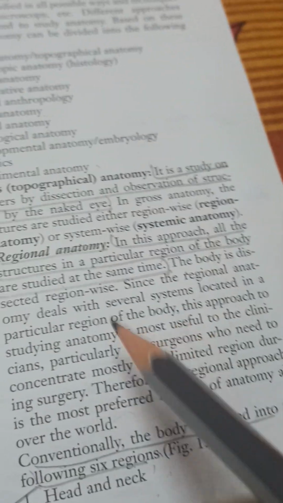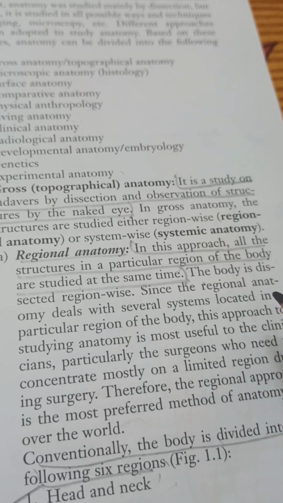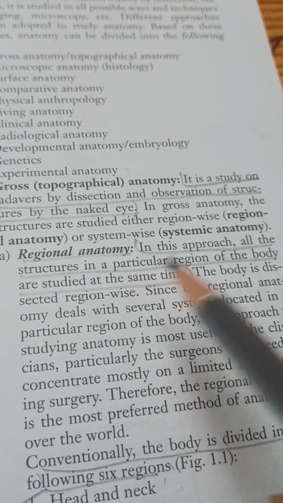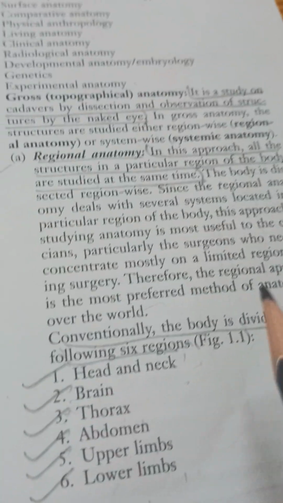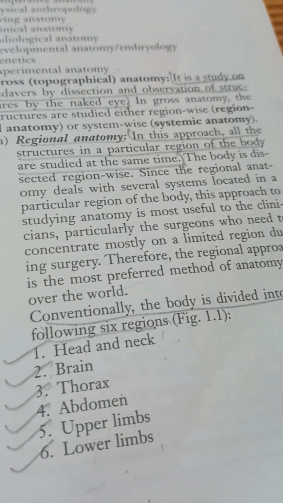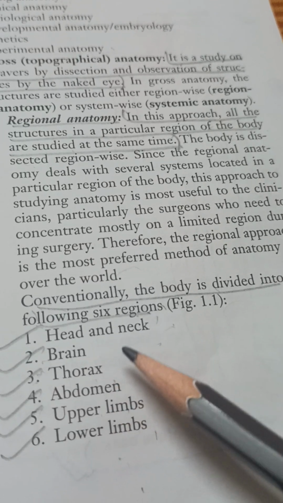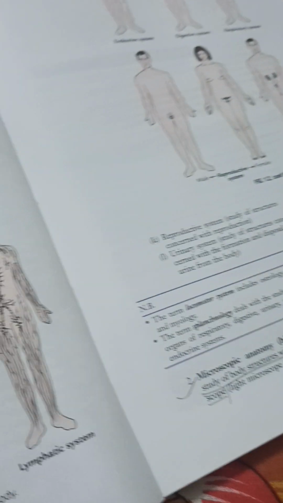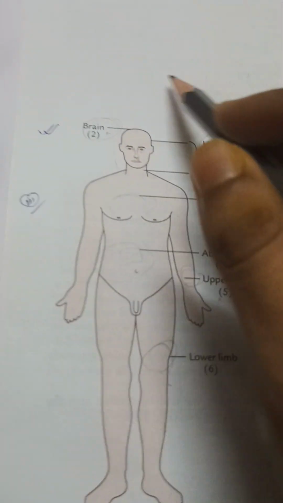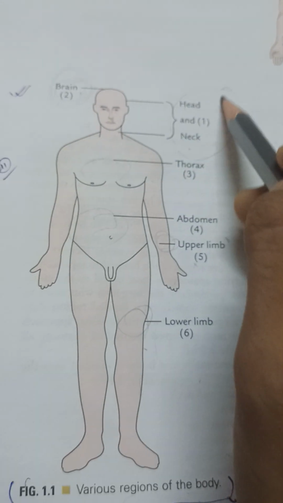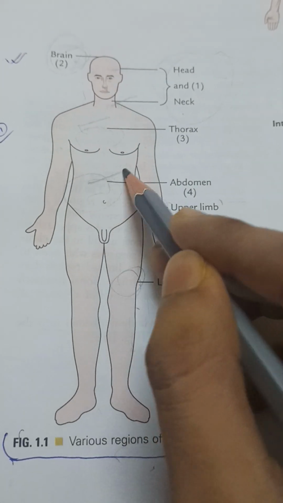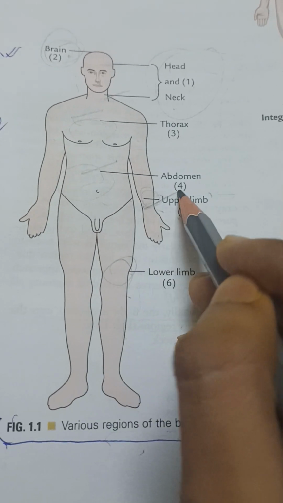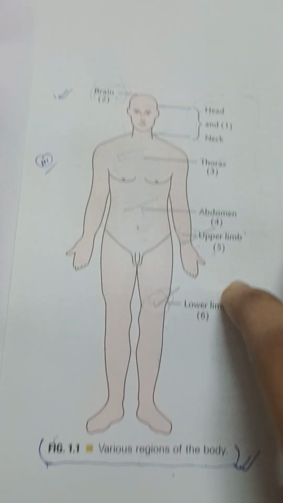The regional anatomy. In this approach, all the structures in a particular region of the body are studied at the same time. Conventionally, the body is divided into 6 regions, that is the head and neck, brain, thorax, abdomen, upper limb, and lower limb. These are the various regions of the body: the brain, the head and neck, thorax, abdomen, upper limb, and lower limb.